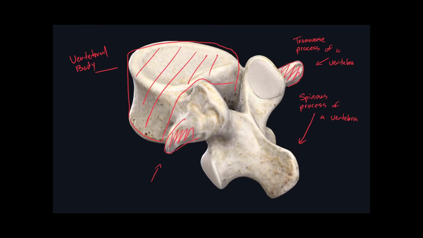We have another set of projections that are going up superiorly, found on each side of the vertebra, and these are called superior articular processes of a vertebra. Similarly, we have inferior articular processes of a vertebra.